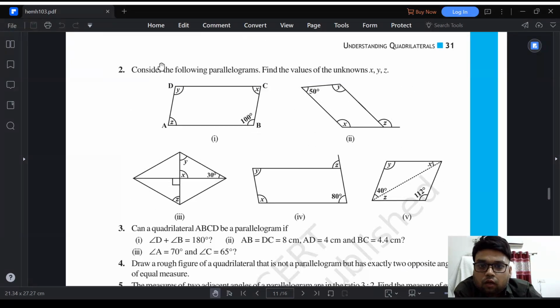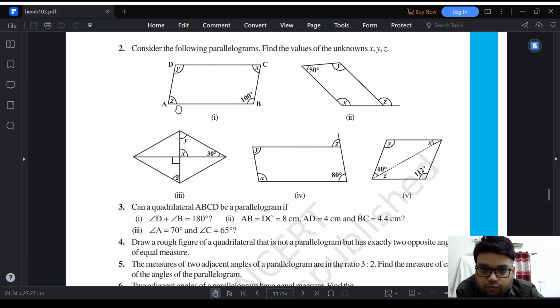Now moving forward, consider the following parallelogram. What is the value of unknown x, y, z? We have to calculate the value of x, y, z. So here y is equal to what will be the value here? Two sides are equal. Here x is equal to z. Here y is equal to 100. So 2 times z.